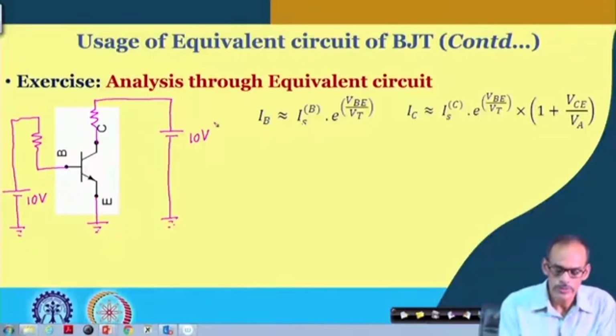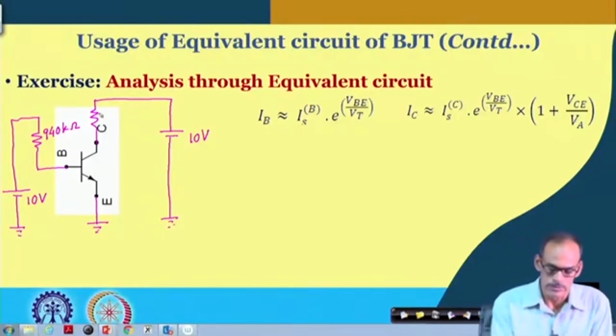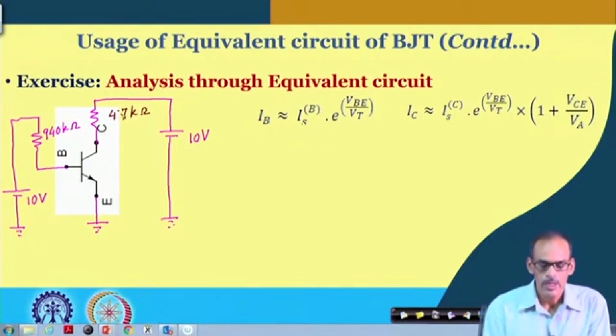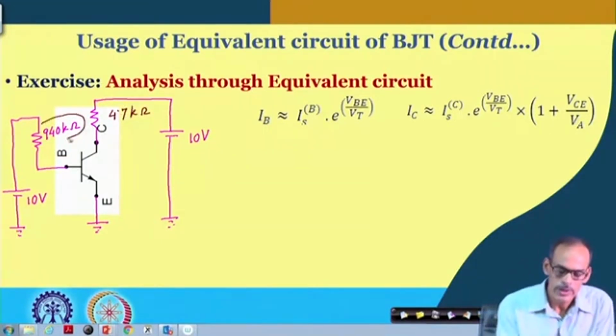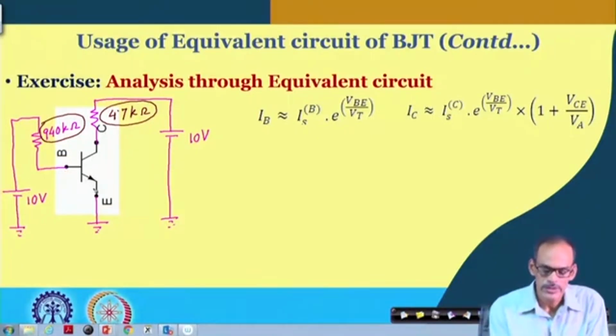And let me assume that this is say 940 kilo ohms, and let us consider the other one maybe 4.7 kilo ohm. Now, to move forward, let us assume that whatever the condition we have, most likely the device is in the active region of operation, namely this junction is getting forward biased. Obviously, we have 10 volts.